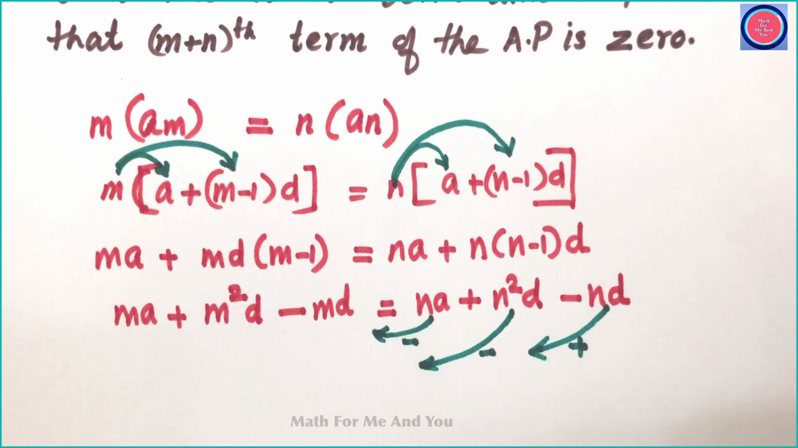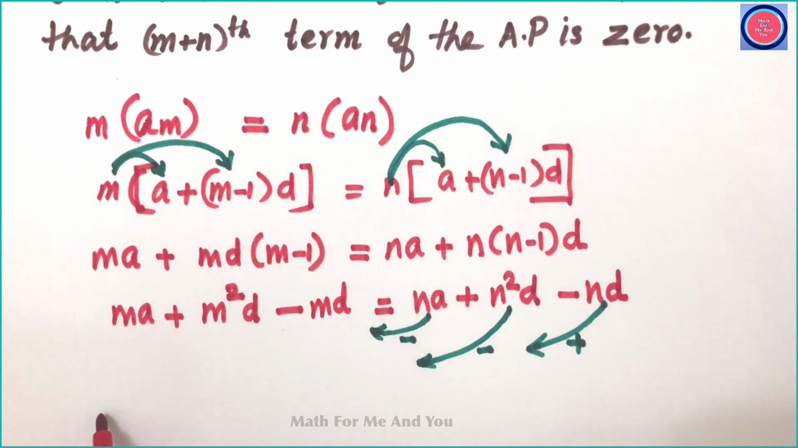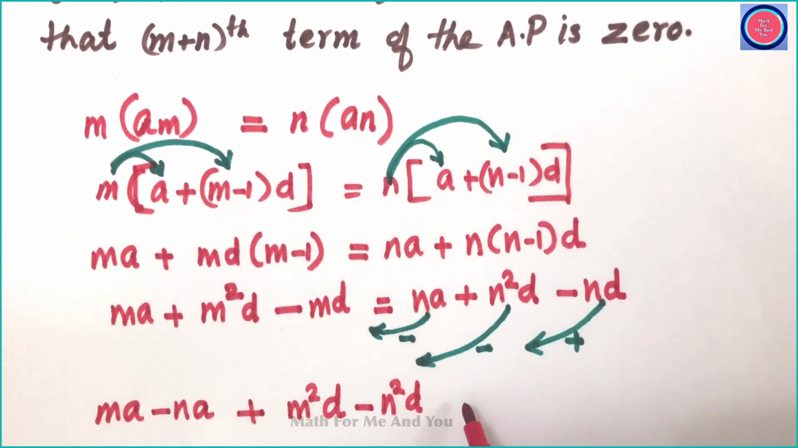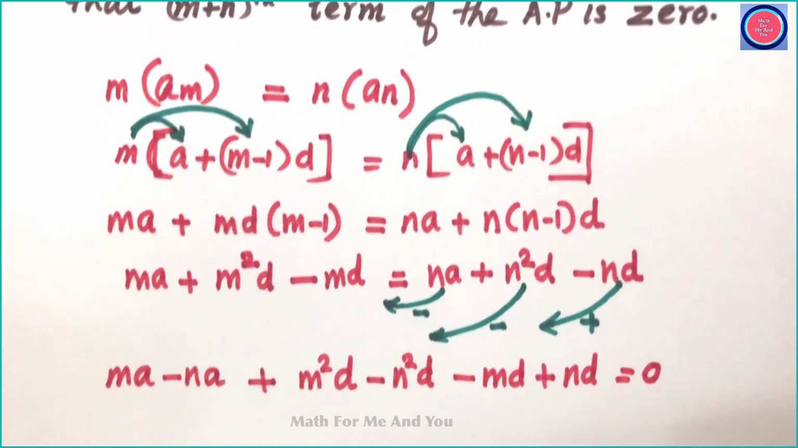Okay, rearrange the equation. We can write ma, that is a term, and minus na. A terms are together. Next we can write d terms: m square d minus n square d. After that minus md on the left side. Then from the right side we can move minus nd, it becomes plus nd equal 0.